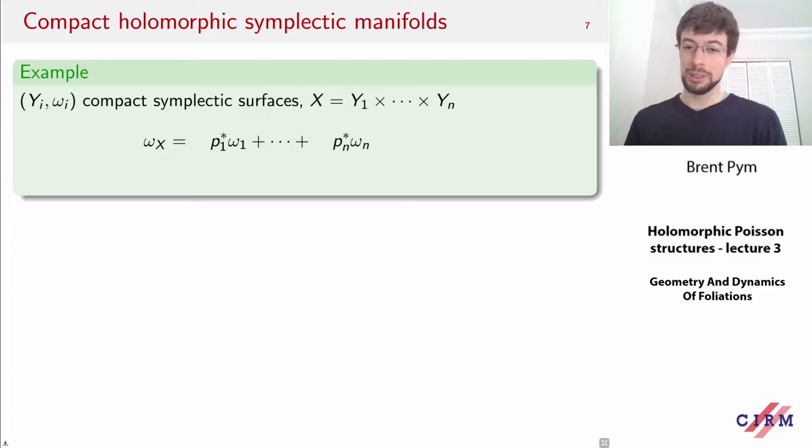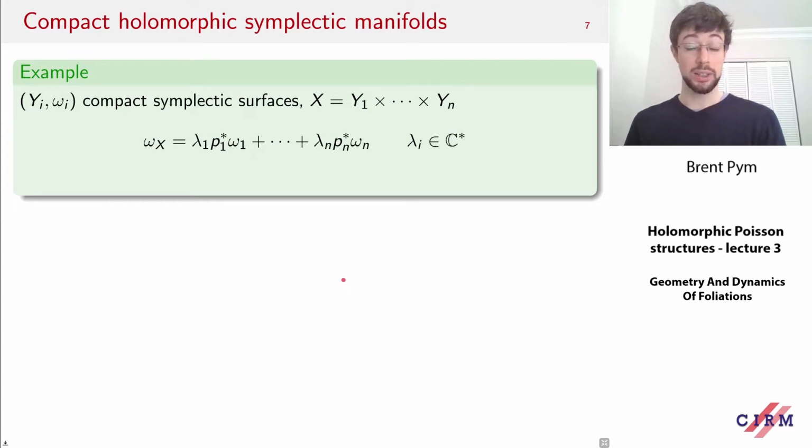And I can do something slightly more general. I could take these different forms and weight them by some constants, lambda. Clearly, that won't change the fact that the form is closed, and as long as the constants are all non-zero, then this thing will also be non-degenerate.